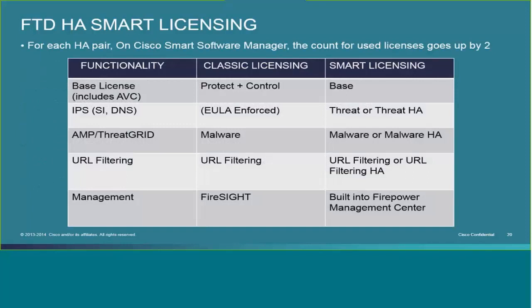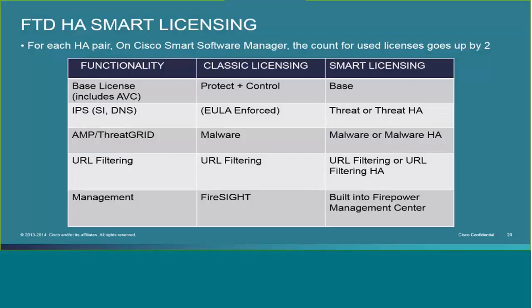So this slide talks about the licensing requirements and how many licenses we use up when we use FTD in HA. For bringing FTDs in HA, the only requirement is that you should have a base license on both the devices. If you have a base license on each of the FTDs, then you can register them to the same FMC and then add them to an HA.